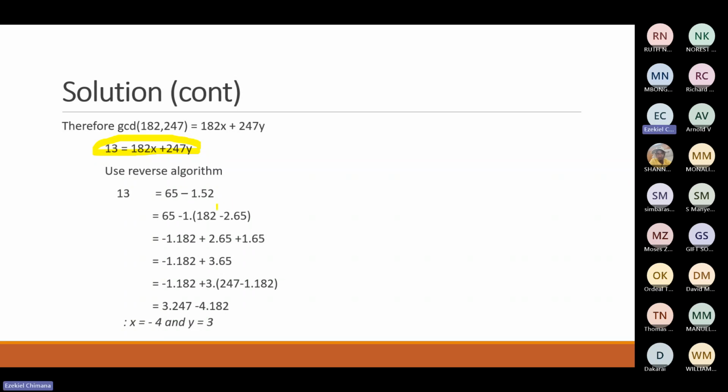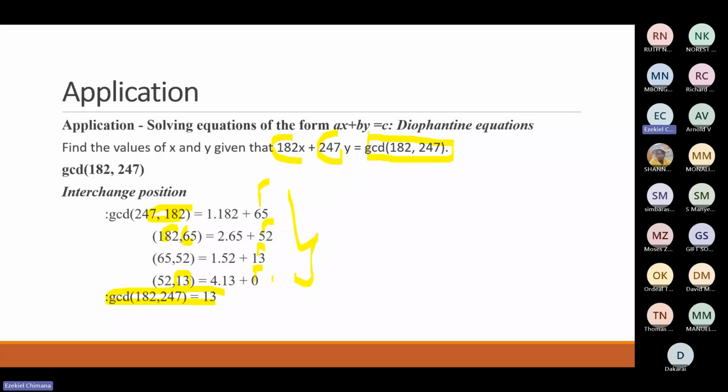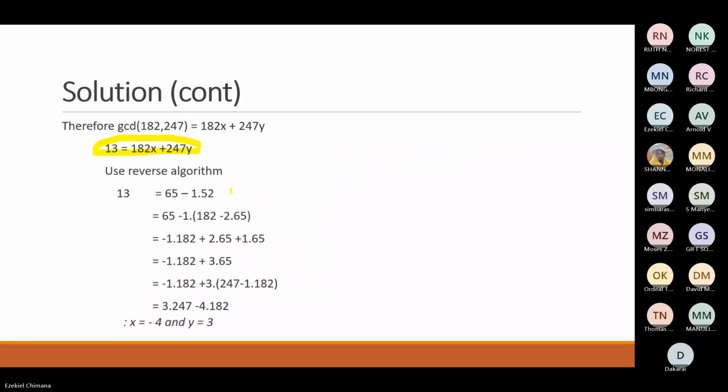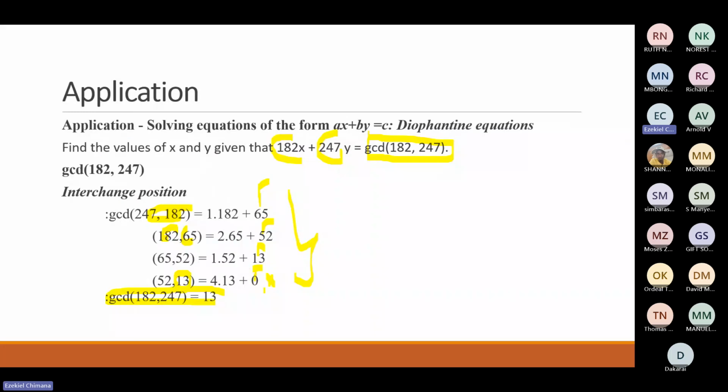So by using the reverse algorithm, you start from the last step. You start from the what? From the last step. If you look at the last step, we have 13 is equal to 65 minus 1 times 52. Where is it coming from? We are now expressing this remainder in terms of this value and this value.